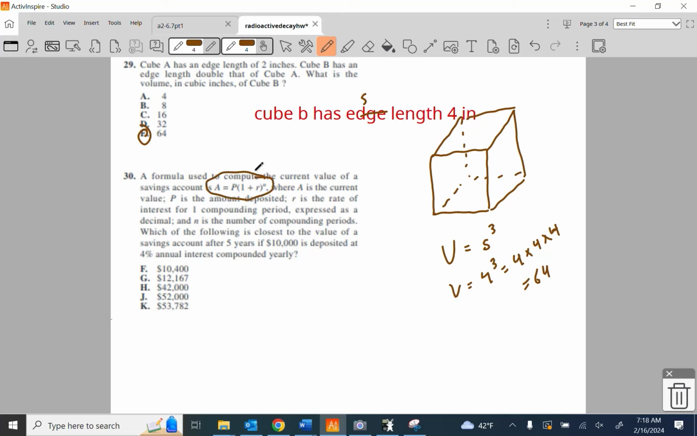A formula used to compute the current value of a savings account is A equals principal times 1 plus R to the n, where A is the current value, P is the amount deposited, R is the rate of interest compounding for 1 compounding period, expressed as a decimal, and n is the number of compounding periods. Which of the following is the closest to the value of a savings account after 5 years if 10 grand is deposited at a 4% annual interest rate? They're not even trying to trick you. Compounded yearly, so n is 1.